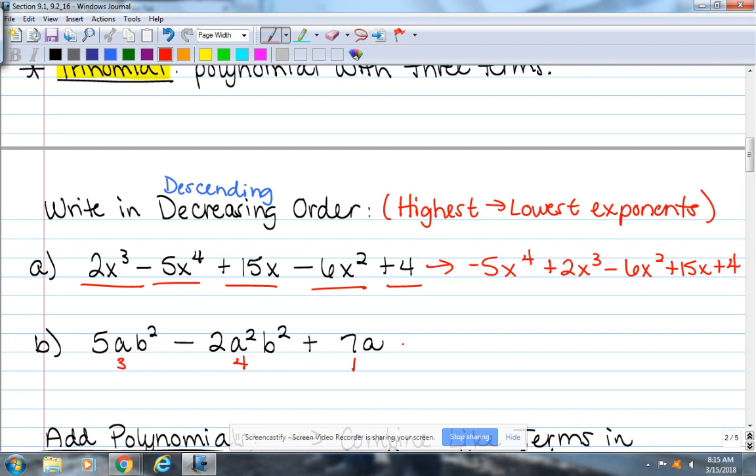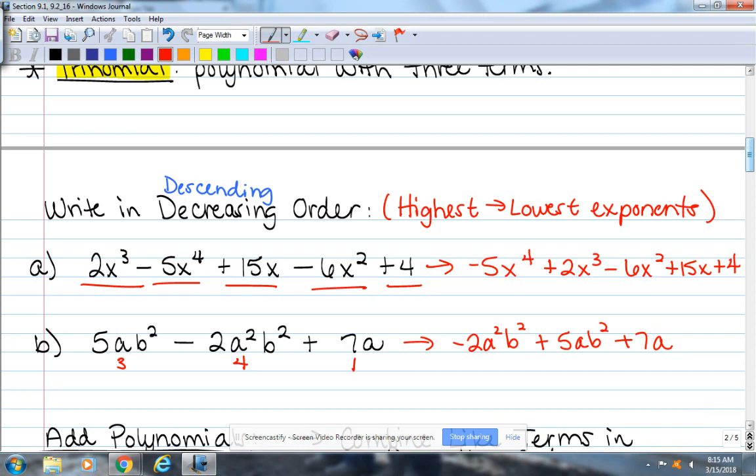So which one is the highest then? So negative 2a squared b squared. And then what's the next one? 5ab, and it's positive, so I put a plus. ab squared. And then the last one's plus 7a. So are there any questions about how we rearrange with highest to lowest exponent? Decreasing order or descending order is what it's called.